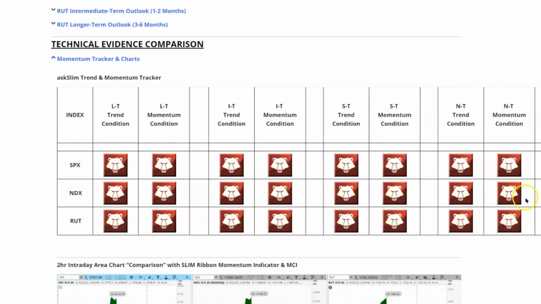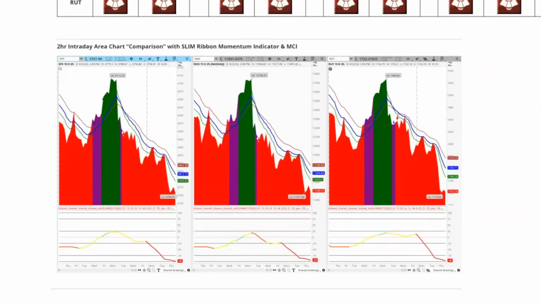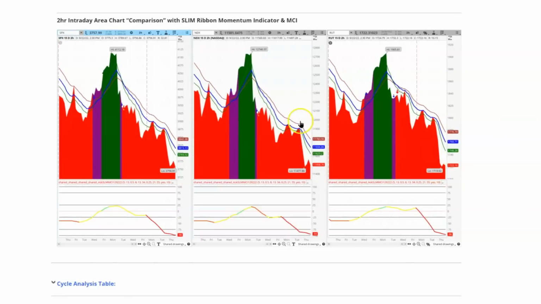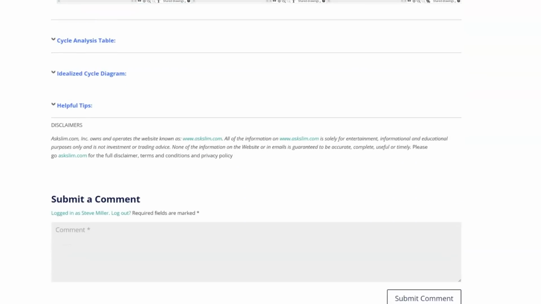Let's take a look at the 2-hour intraday momentum conditions. And look, this turned negative on these 2-hour charts, and you can see when the slim ribbon went negative. And here is our MCI, our market condition indicator. When it comes up into the swing zone between 25 and minus 25, and then gets back under minus 25, that is a very negative condition. And these are really negative, as you can see right there. So everything that we have had has been telling our members about the conditions being quite negative and setting up this capitulation that we have been in.